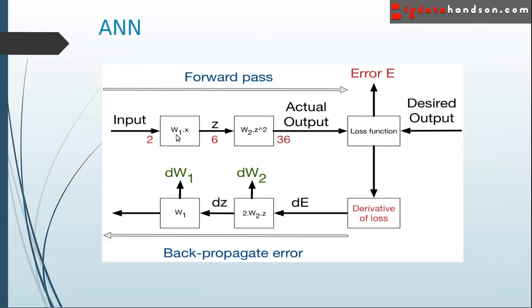We have input and we multiply with the weights, and then we get an output. We compare with the actual output and the desired output, and we get an error e. Then in back propagation, we derive the loss: the derivative of loss with respect to w2 and w1. After this propagation, the result is given to the input again, and we repeat this process until we get the minimal error.